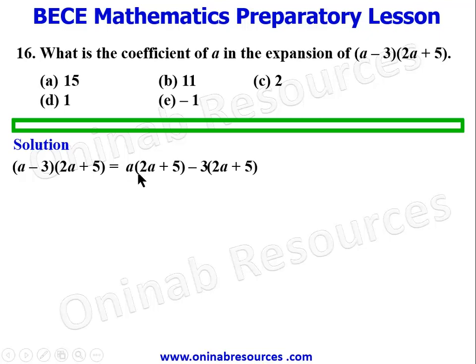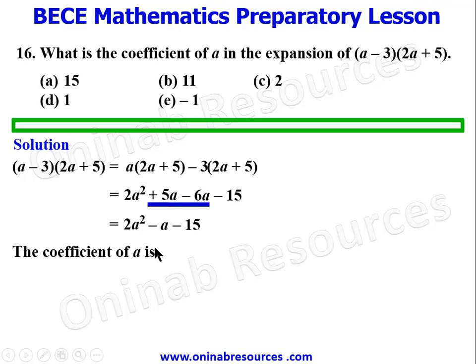So we now expand. a times 2a gives 2a squared. a times 5 gives 5a. Negative 3 times 2a gives negative 6a. Negative 3 times 5 gives negative 15. So we now simplify these middle terms, which are like terms. So we now have 2a squared, positive 5a minus 6a. It is the same thing as saying positive 5 minus 6, which gives negative 1. And that will give us negative a, then minus 15.